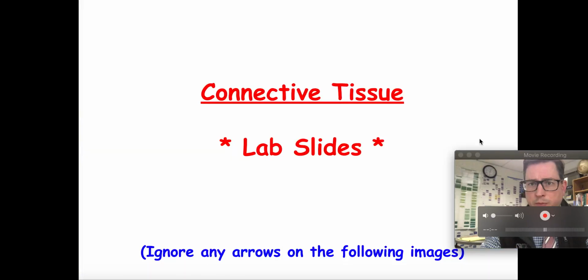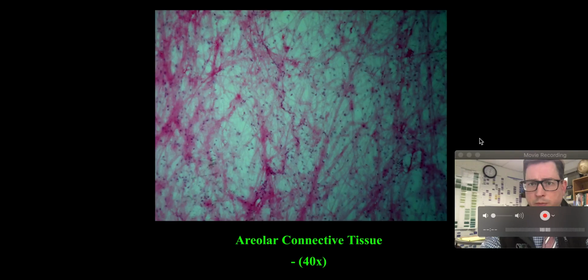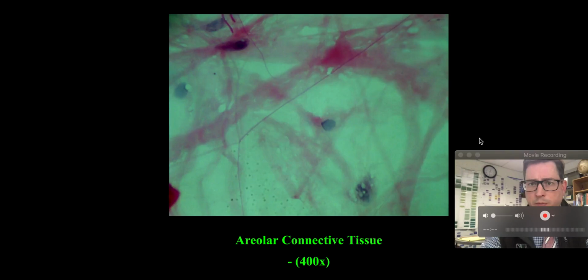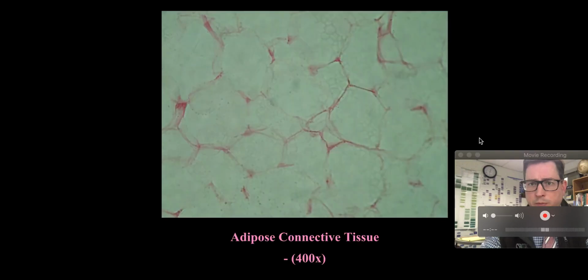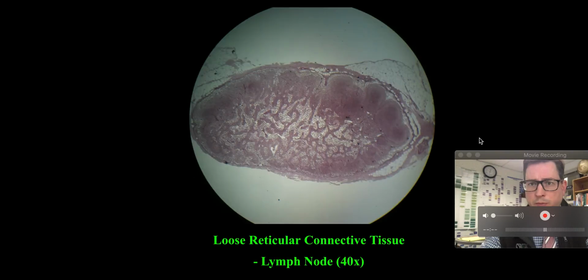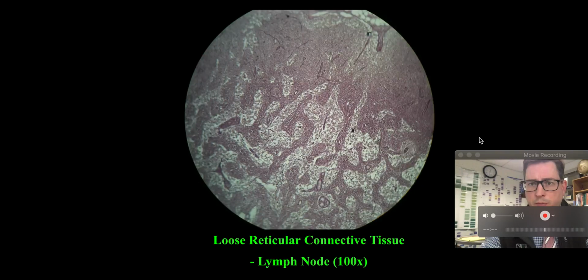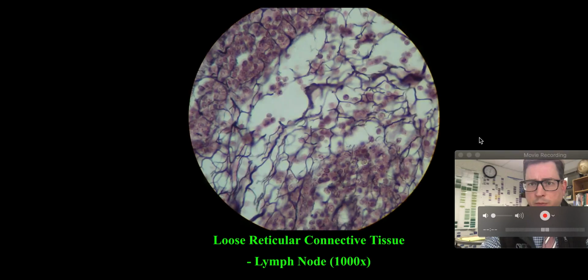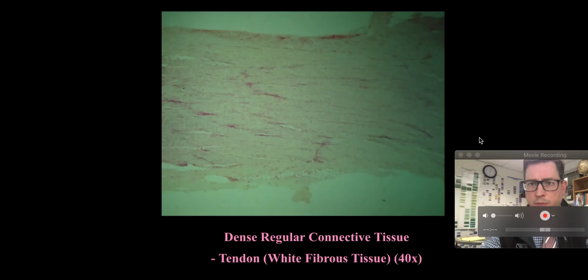Okay, connective tissues. I'm going to go through these lab slides quickly because I think you can see these when we look at them under the microscope, but you get a sense of the areolar connective tissue. You can see the fibers in there. Adipose connective tissue, loose reticular connective tissue. Again, there's more collagen in there. It's going to be more of a framework for stuff for you. You can see those collagen fibers.